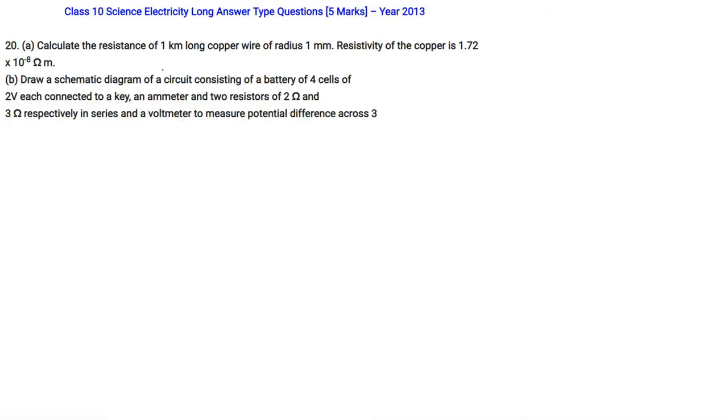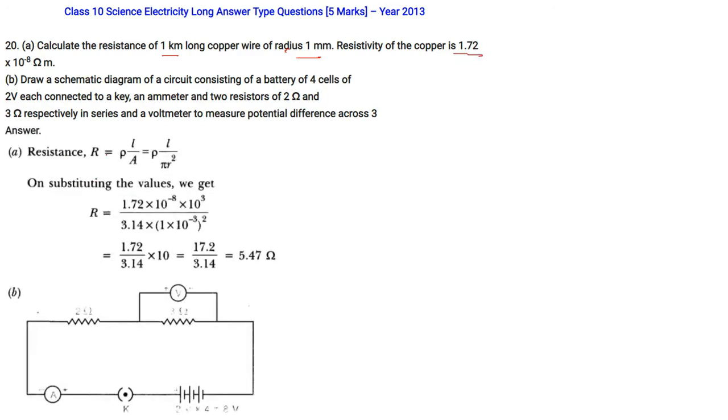Calculate the resistance of 1 kilometer long copper wire of radius 1 millimeter. Resistivity of the copper is 1.72 into 10 to the power minus 8 ohm meter. So R is given by rho L upon A. A is the area here, copper wire, so we'll take area as pi R square. The area of cross section is pi R square.